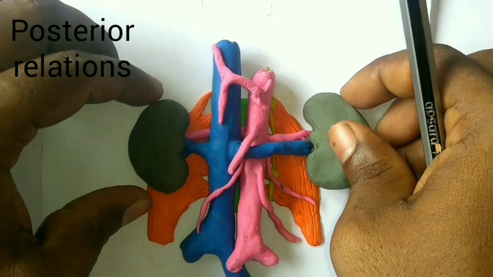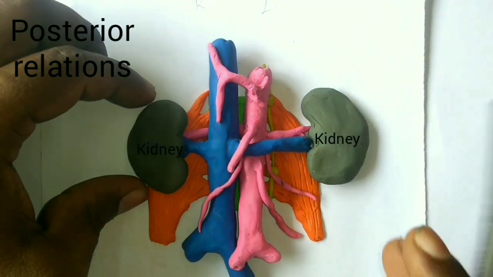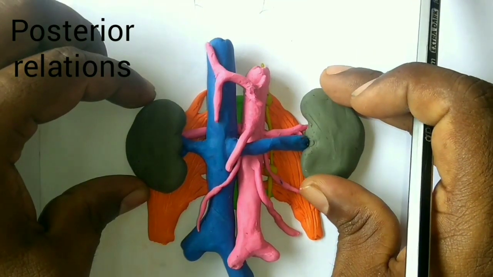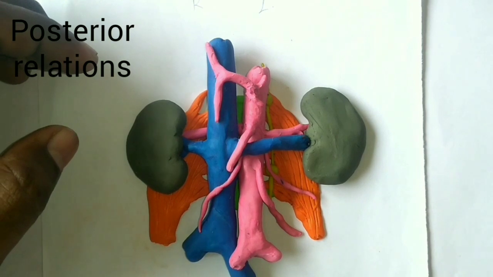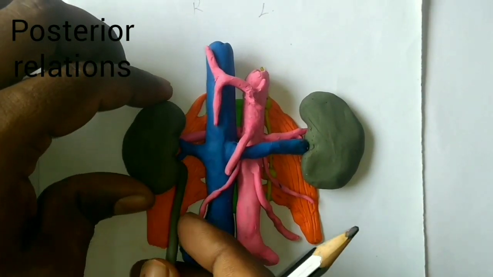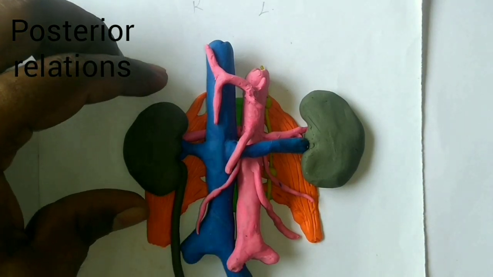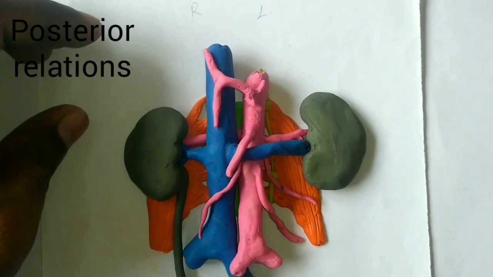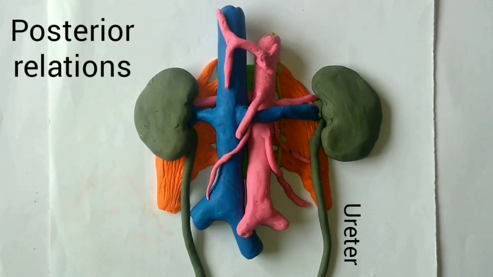Next, attached to these renal vessels, we have the kidney on either side. You can note the right kidney is a little lower and the left kidney is a little higher up. Now, arising from the kidney, we have the ureter, the right ureter and left ureter.